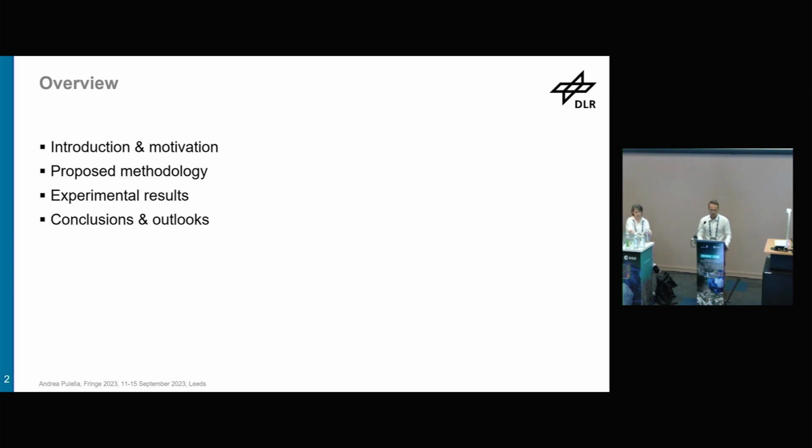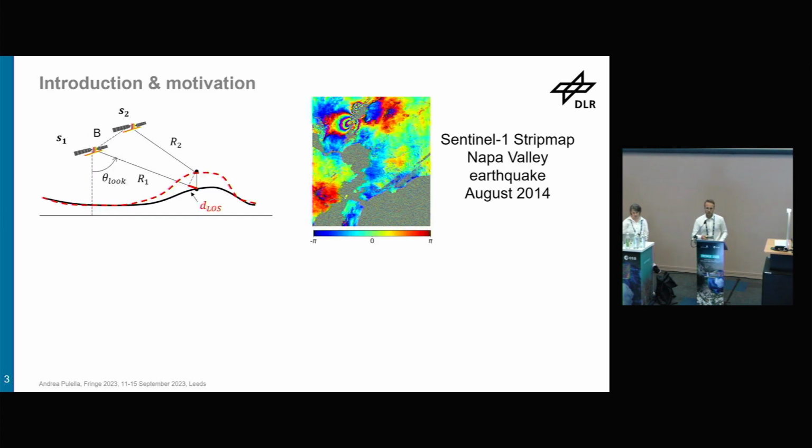As the first slide suggests, I will start with an introduction: what InSAR and TOPS are, and then I will go through the main problem, that is the phase jump. I will show you our proposed methodology, which considers a supervised convolutional neural network, and experimental results from using synthetic data and real data. Finally, the conclusion and the outlook.